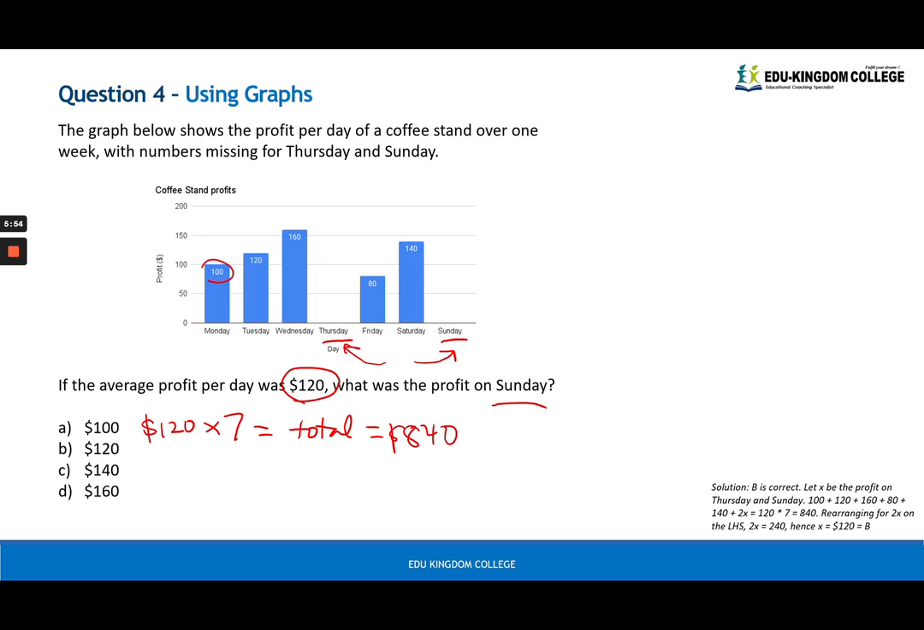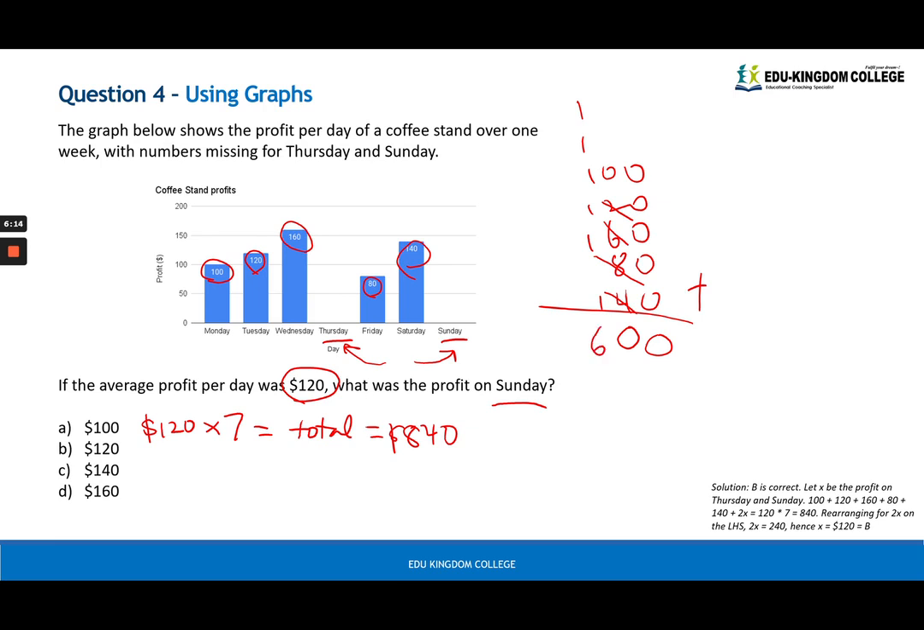Now your job is just to add up what we have so far. We have 100, 120, 160, 80, and 140. Try to make 10. 8 plus 2 is 10, carry over. 6 plus 4 is 10, carry over. So you have 0, 0, 1, 2, 3, 4, 5, 6. 600. So basically we have 600 so far.